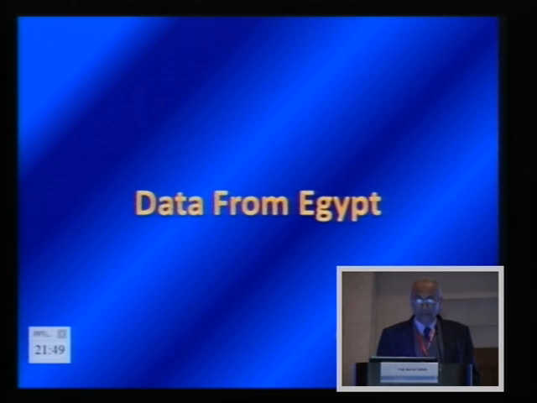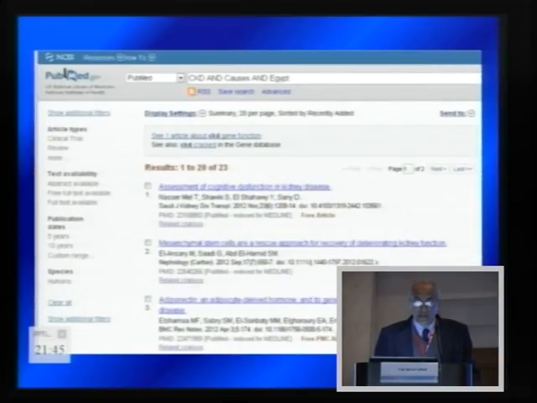Just to show some data from Egypt, this is unfortunately what we get when we try to search PubMed or Medline and put the keywords CKD, causes, and Egypt. Every time I do the search, I get just anecdotal data on the causes of chronic kidney disease. There are no published data on chronic kidney disease that are easy to find and straightforward.